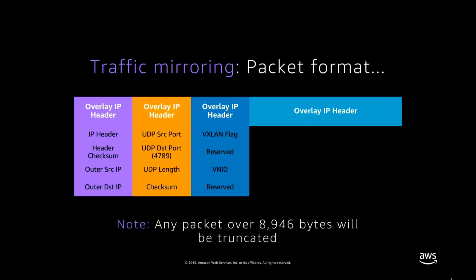Another thing, since we are encapsulating the packet with VXLAN header, if your target MTU, or the MTU at the target instance, is set at 9,000, we will truncate packets if they are over 8,946 bytes to accommodate the headers. So make sure that either you set your MTU lower than 9,000 on the source, or you are okay with receiving the truncated packet on the destination.